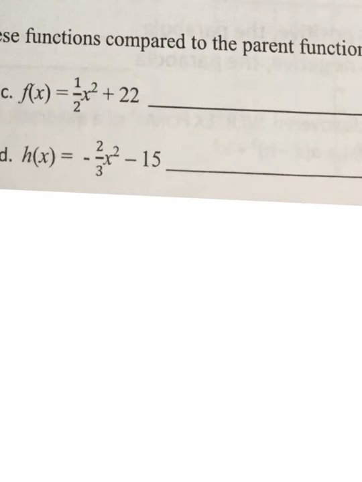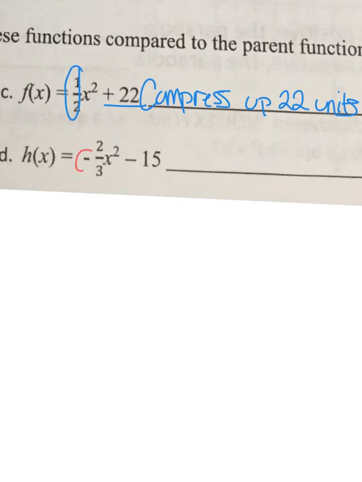So for C, you have the 1/2. Remember that fat fractions means it's going to actually be a compression. So I'm just going to put compress. And then the +2 means it went up, oh, not 2, sorry, 22. Up 22 units.